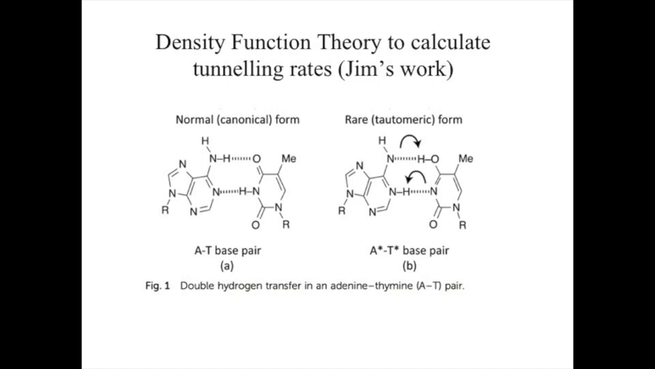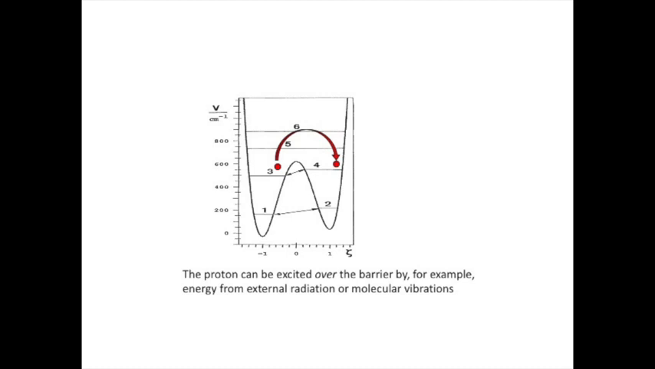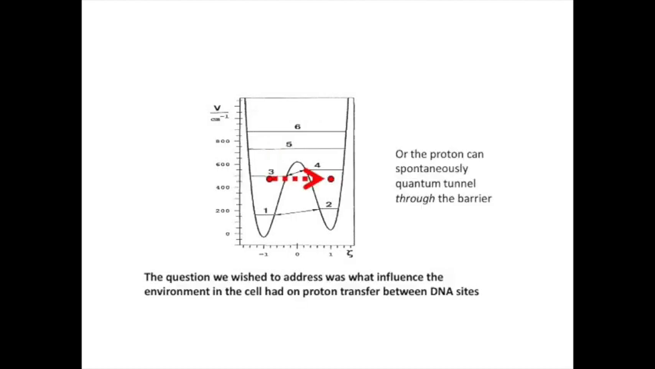The proton can be excited over the barrier by molecular vibrations, by heat, for example. This shows the proton is going from one place to another. This can be considered the normal base. This can be considered the tautomeric base. It can do it by hopping over the barrier classically, or it could go through by a tunneling mechanism. And the question he addressed is which goes on. And he did it by the density function theory, and he came to these conclusions.